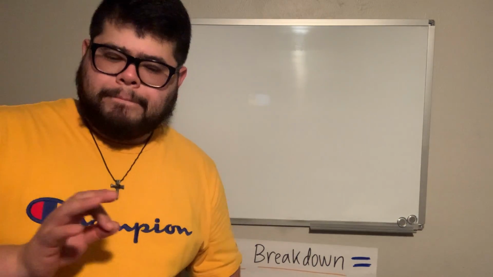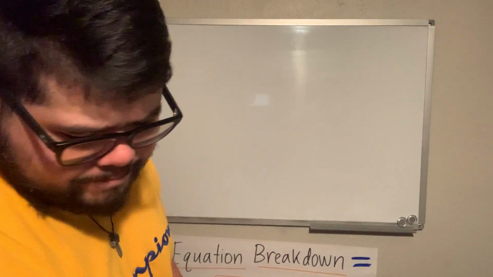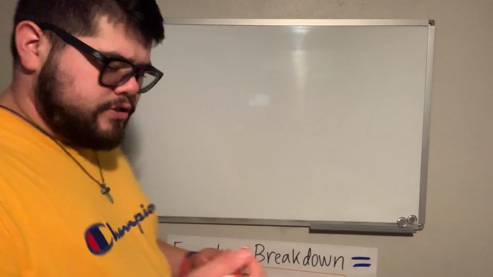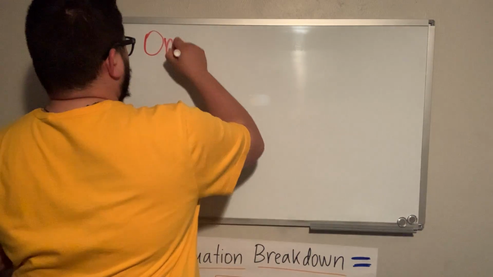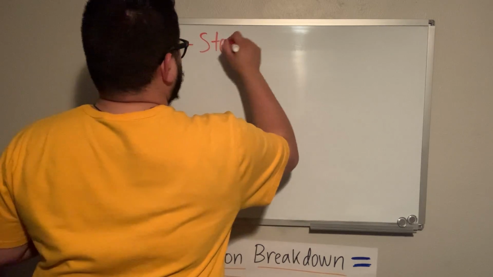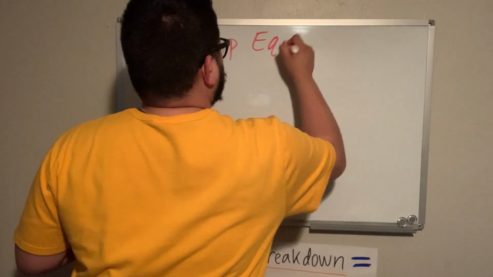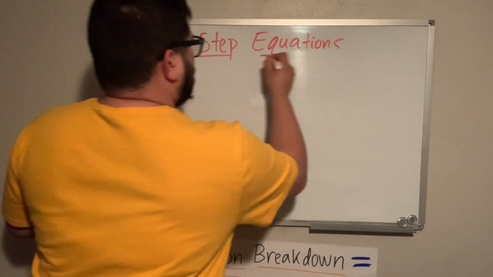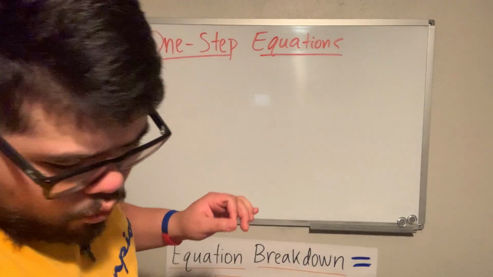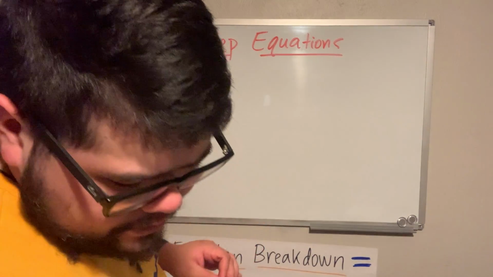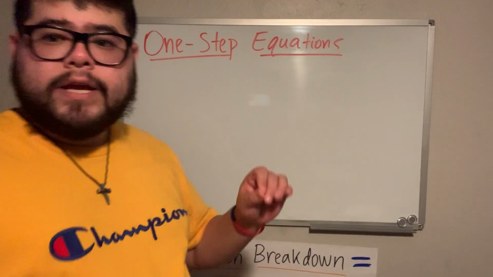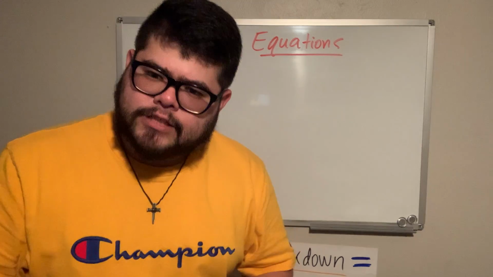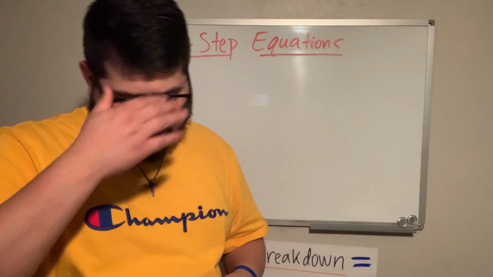All right. So again, what we're going to talk about today, in part 3, is one-step equations. The reason they call them one-step equations is because it only takes one step to get your answer, or what we call the solution. A solution is the answer to the equation.